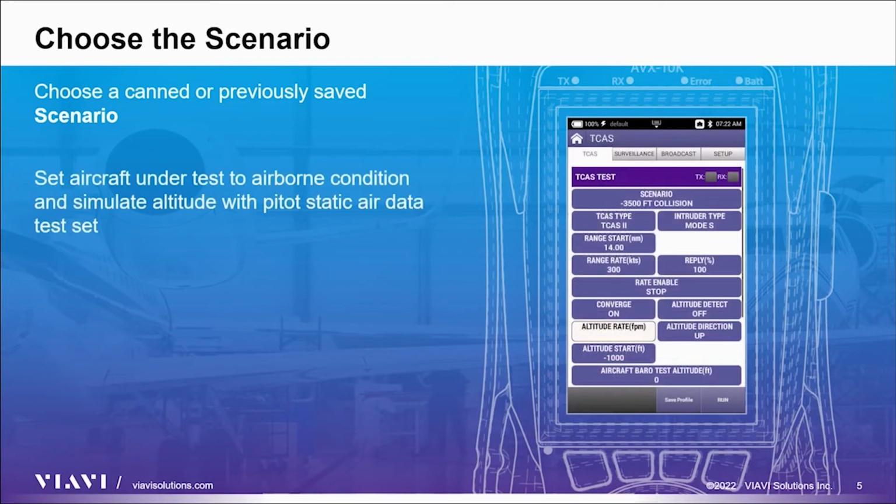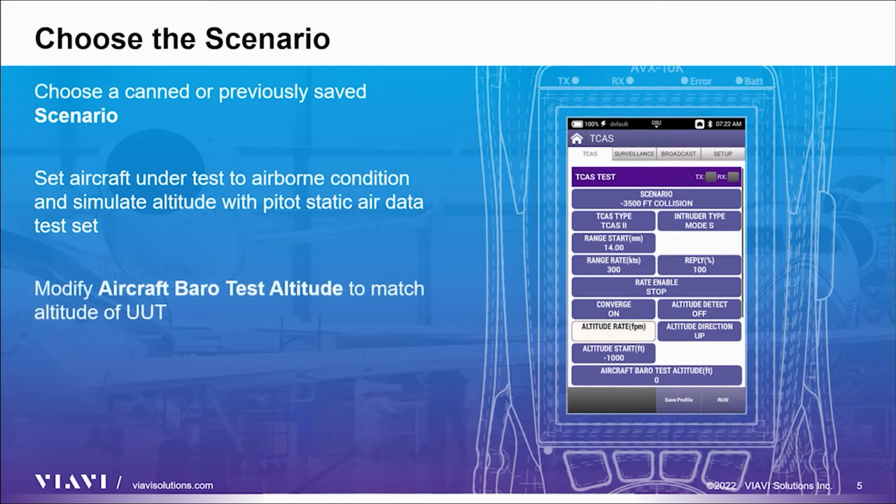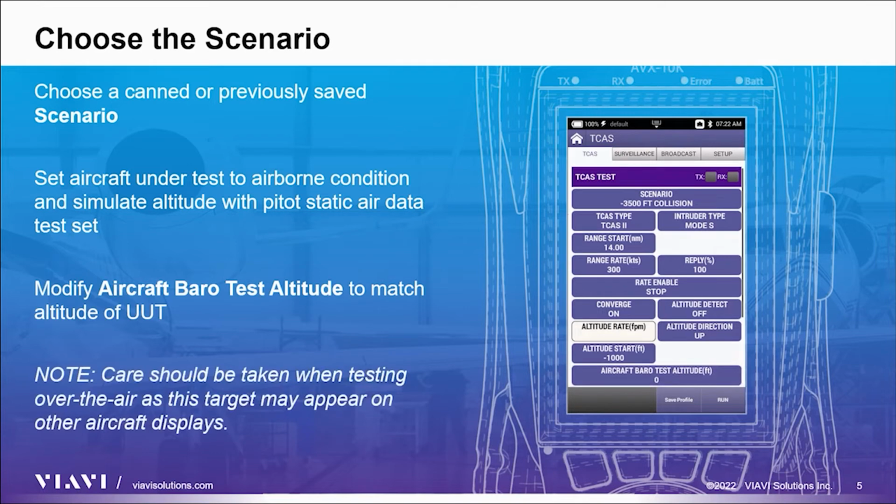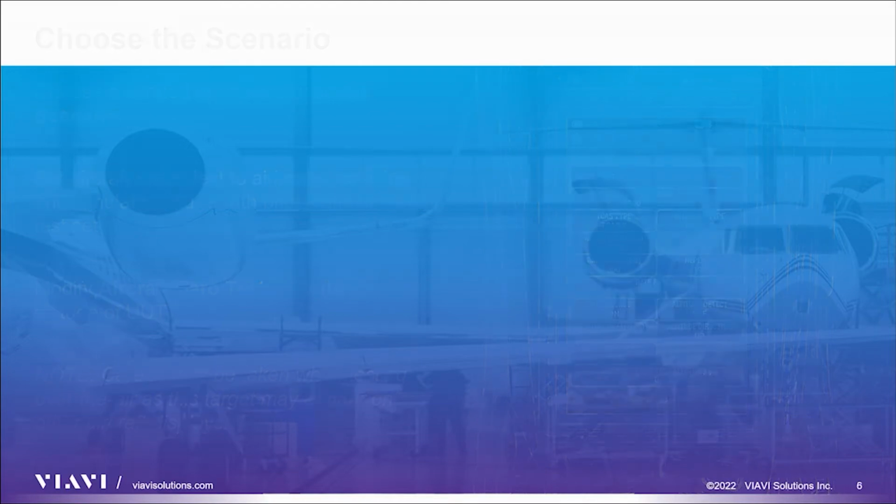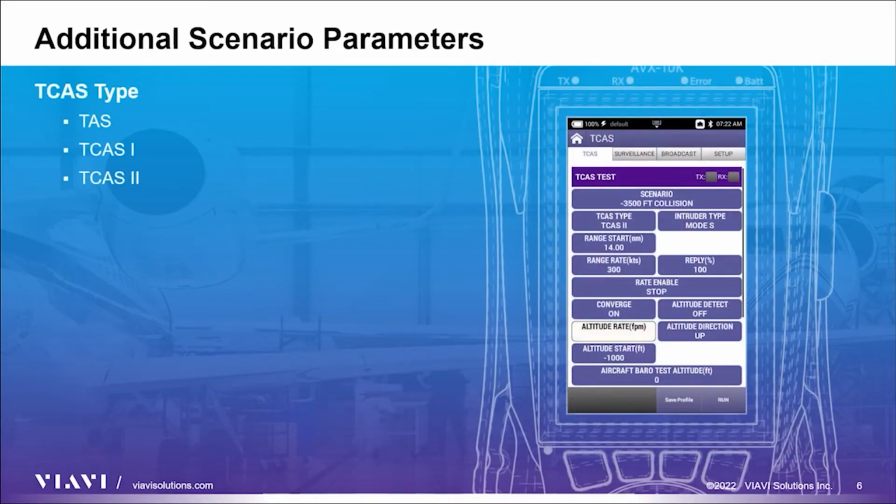Before running a test scenario, the aircraft under test needs to be set to an airborne condition, and altitude needs to be simulated using an air data test set. Once a scenario has been loaded, any of the values displayed with a blue background can be changed as desired. The most important entry is the aircraft baro test altitude field, which should match the altitude of the unit under test. Note, care should be taken when testing over the air as this target may appear on other nearby aircraft displays. You could start the scenario now, and for most testing, running with a canned scenario should paint a target and trigger advisories as needed.